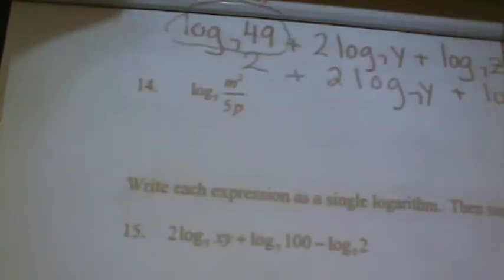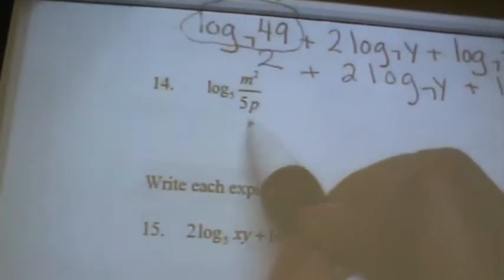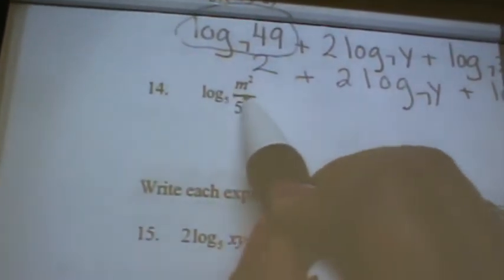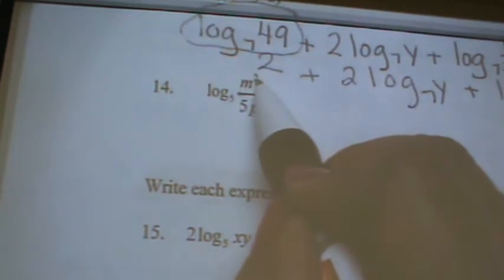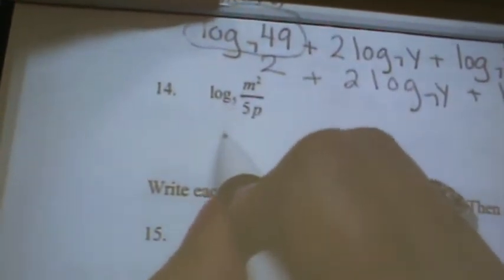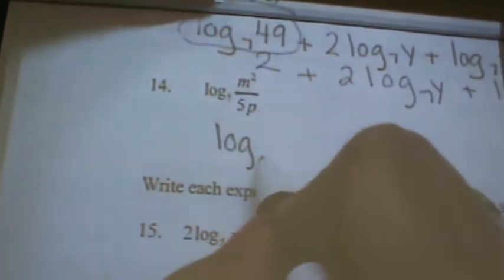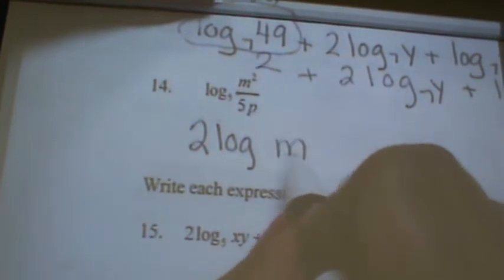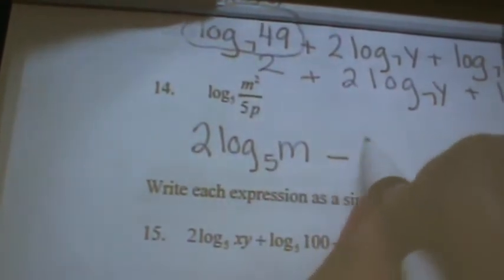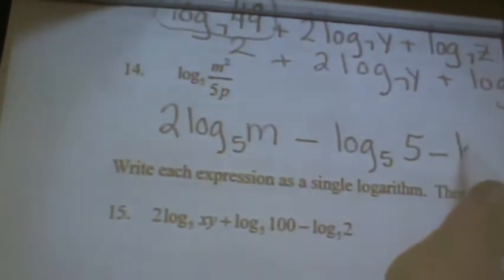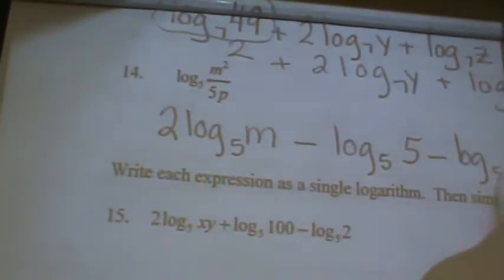Number 14 is a subtraction, because we're using all of the rules. We're using a subtraction for this division, a power rule, and a product rule. So this one written out will be 2 times the log of m base 5, minus the log of 5 base 5, minus the log of p base 5. These two are both minuses because they're in the denominator.